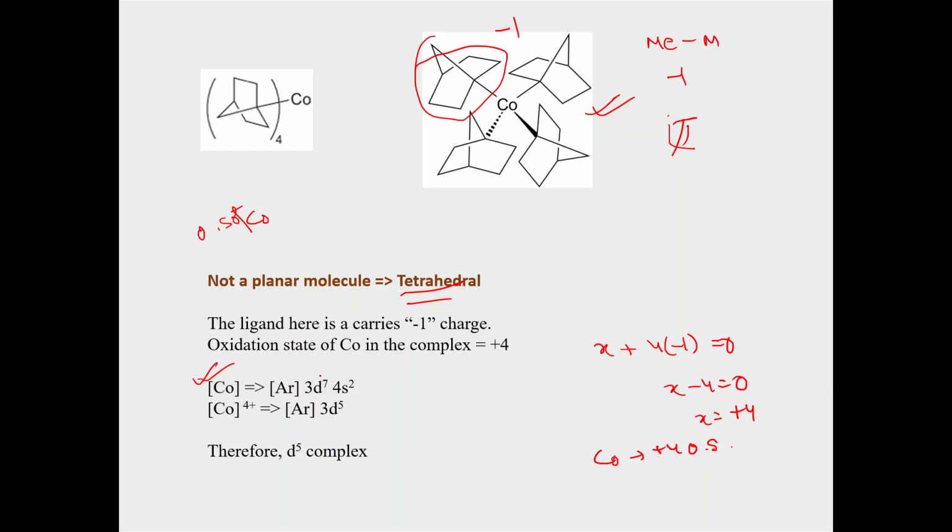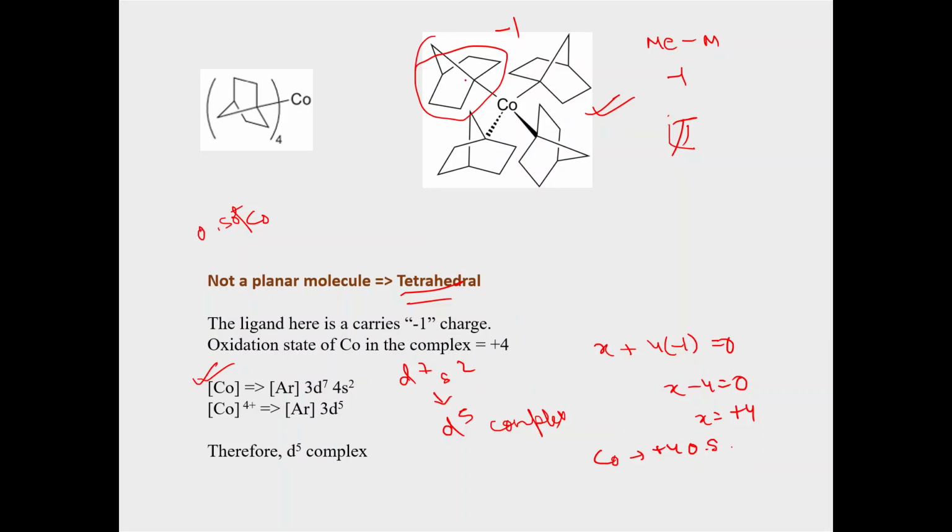Now, plus 4 oxidation state means what? From d7 it is going to lose 4 electrons, so it will be a d5 complex. Fine. Is it applicable for all bulky ligands? Can we consider a charge of -1 for all of them?